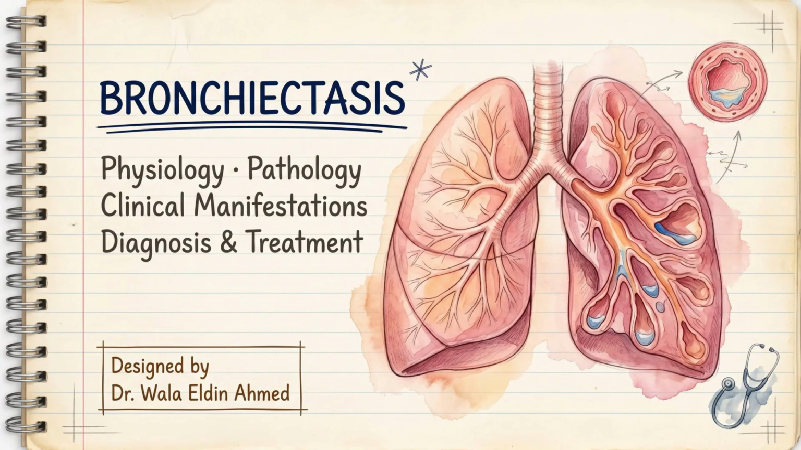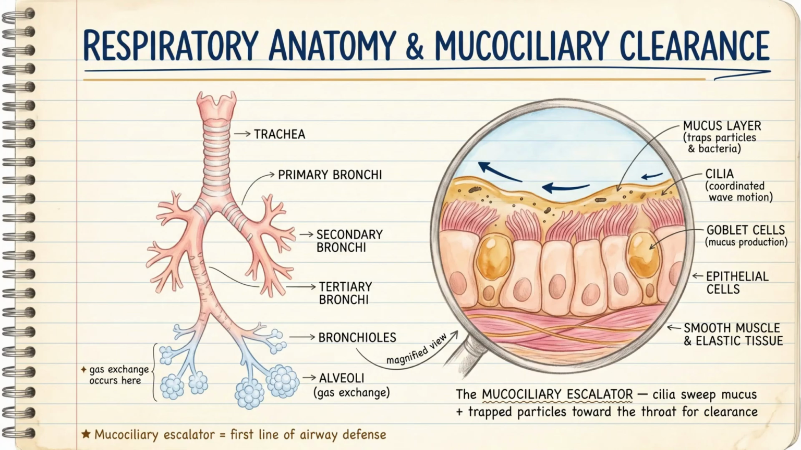Let us begin. Before we talk about what goes wrong, we need to appreciate what goes right. The respiratory tract is beautifully designed. Airways branch from the trachea down through the bronchi and bronchioles, each lined with a remarkable defense system, the mucociliary escalator. Think of it as a living conveyor belt. Cilia, tiny hair-like projections, beat in a coordinated wave, sweeping mucus and trapped particles up and out of the airway. This is the first line of airway defense. When it works, pathogens never get a foothold. But when it fails, and we will see several ways that can happen, the consequences are profound.